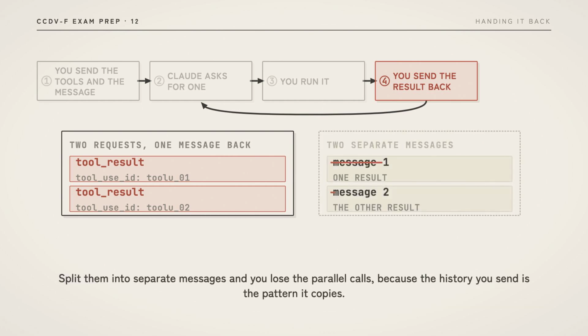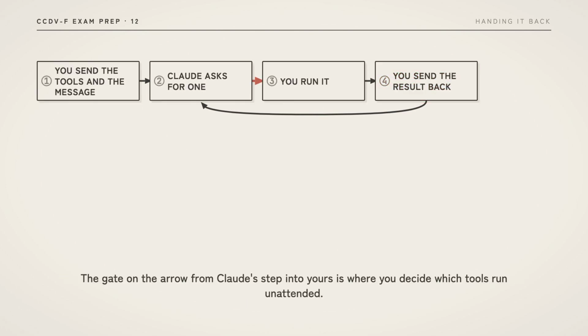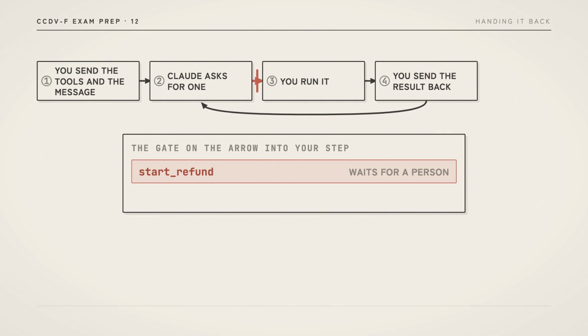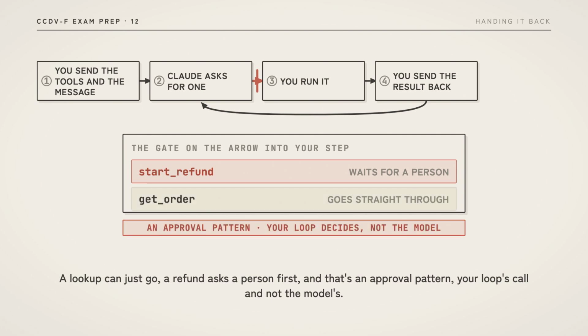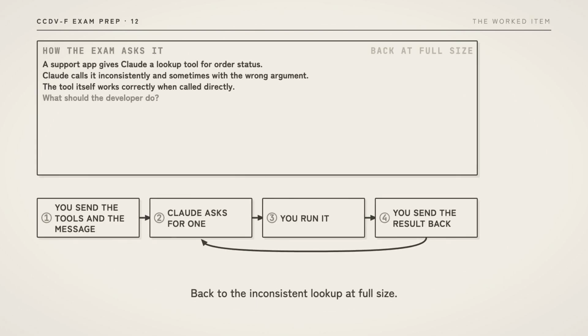Split them into separate messages and you lose the parallel calls, because the history you send is the pattern it copies. The gate on the arrow from Claude's step into yours is where you decide which tools run unattended. A lookup can just go, a refund asks a person first, and that's an approval pattern, your loop's call and not the model's. Back to the inconsistent lookup at full size.